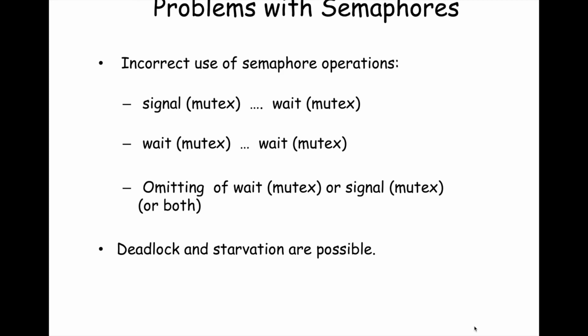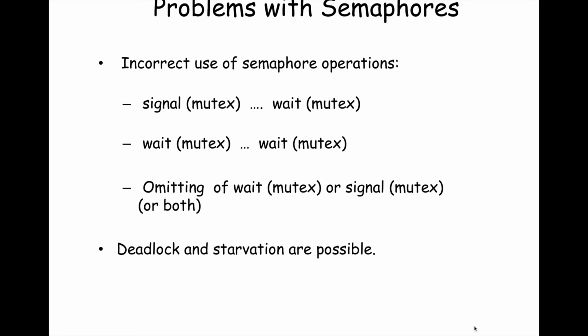All right. So problems with semaphores. You can have incorrect use of semaphores. A semaphore is the same as a mutex if you set the count to 1, the semaphore behaves just like a mutex. A mutex you can think of as a special case of a semaphore where the count of the number of copies of the critical section resource is equal to 1, right? And so if you signal the mutex and then wait for the mutex, that's incorrect. And if you wait for the mutex, then wait for the mutex, that's also incorrect, right?